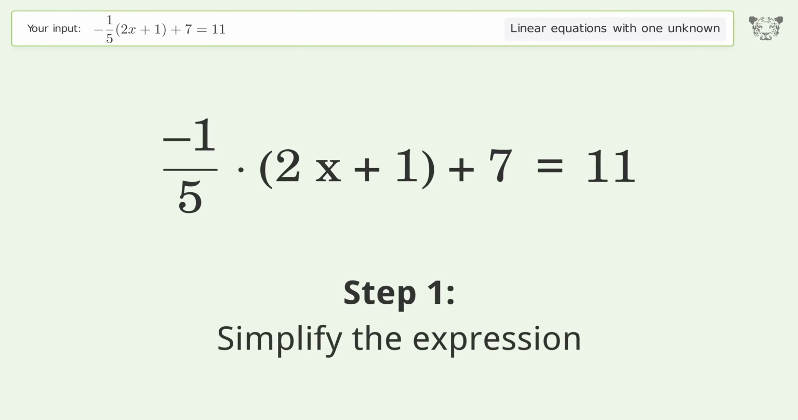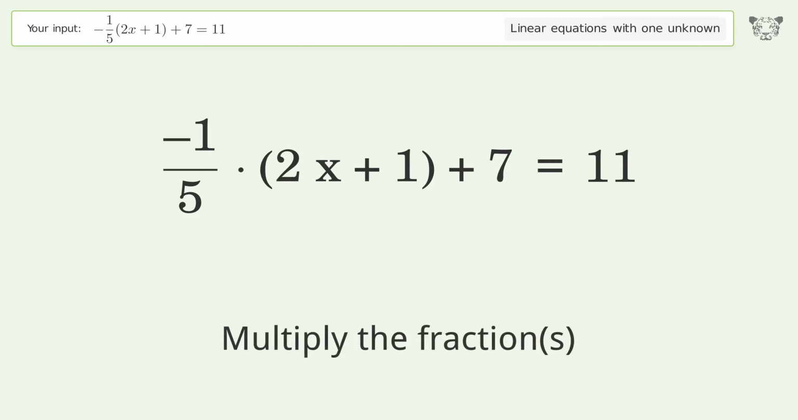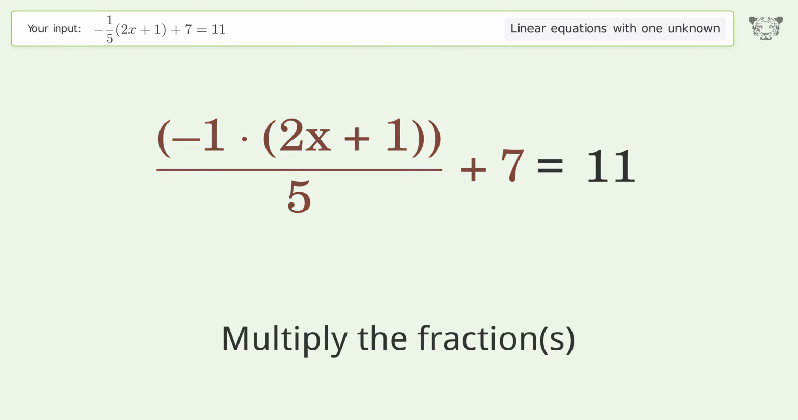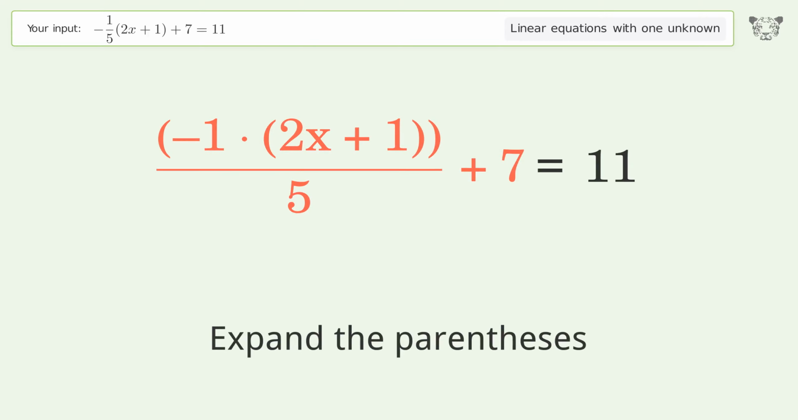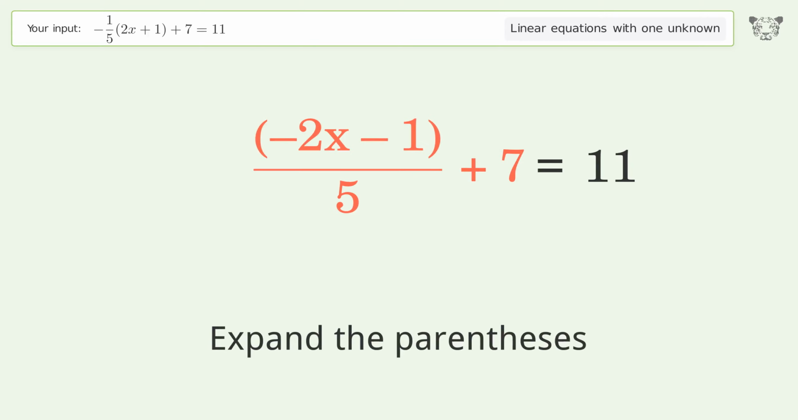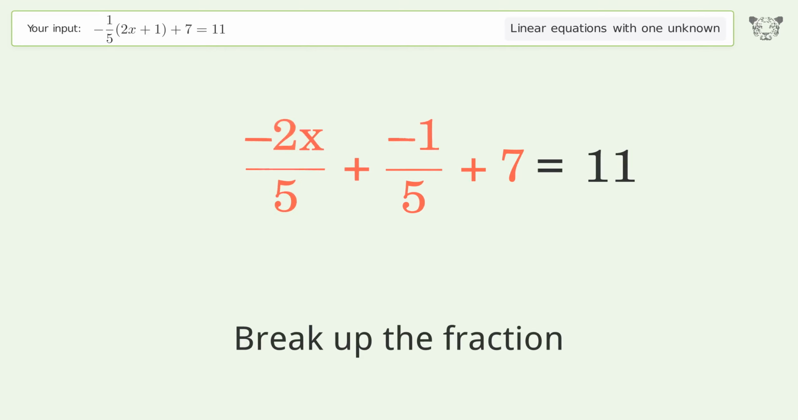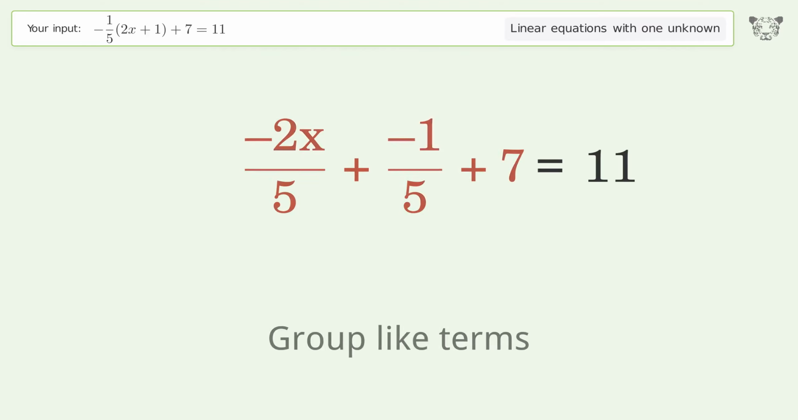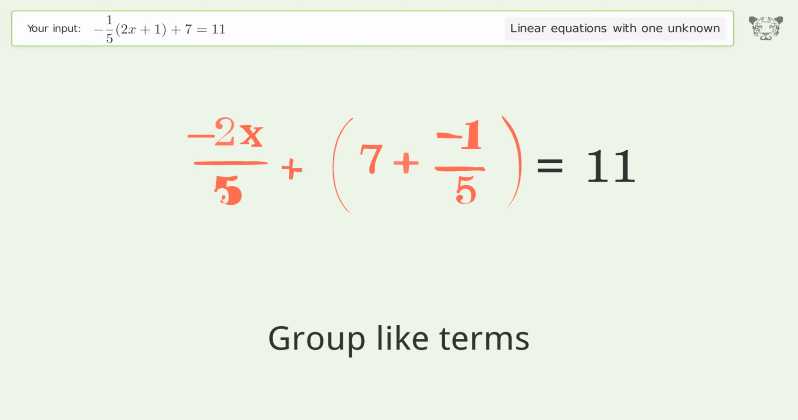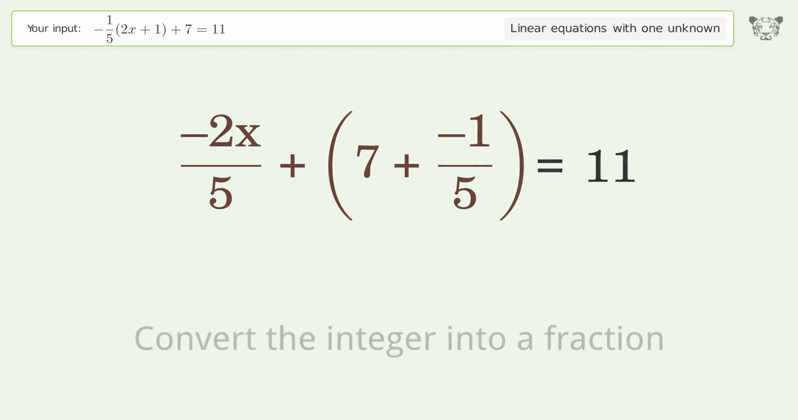Simplify the expression. Multiply the fractions. Expand the parentheses. Break up the fraction. Group like terms. Convert the integer into a fraction.